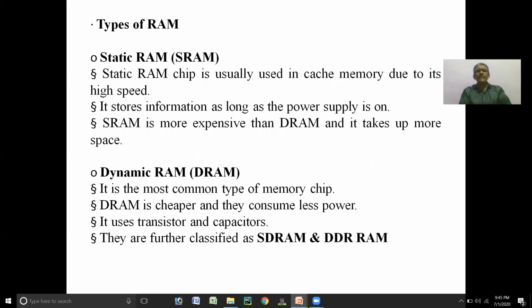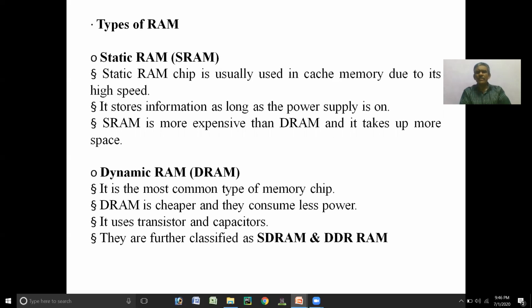Again, this RAM is divided into two types. Number one is called SRAM and the second one is called DRAM. First, SRAM. SRAM stands for static RAM. A static RAM chip is usually used in cache memory due to its high speed. Static RAM is a faster memory. Due to that reason, it is usually used in cache memory. What is cache memory? That we'll learn in a later class.